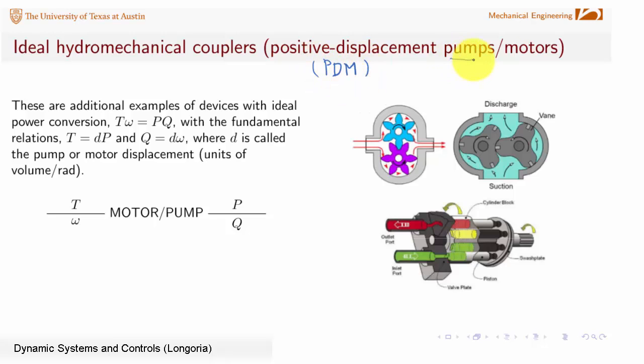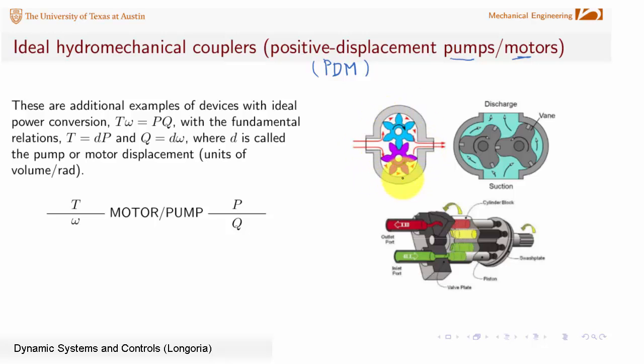And these can be pumps. Remember, these can be pumps or motors. So you can either drive them. If you drive it, obviously, from the torque side, you're pumping. If you're driving it from the hydraulic side, then you have a torque, like a torque motor or a piston type motor. And these are just additional examples.